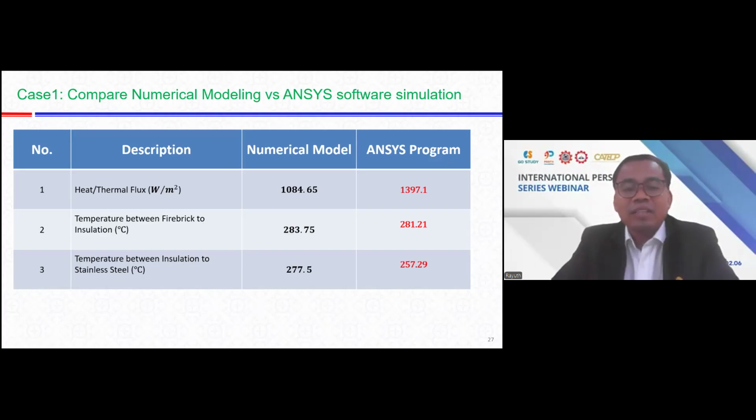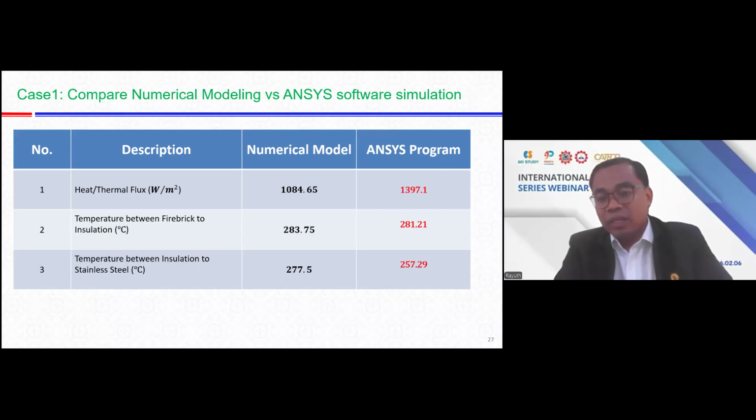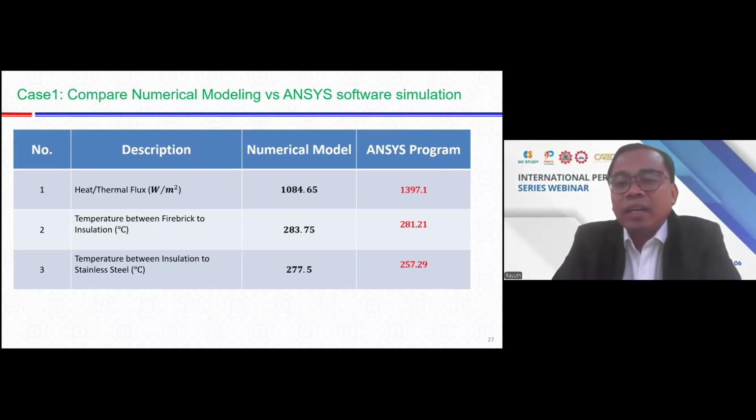For the last part, the temperature between the insulation and the surface, the calculation is 277.5. Using the ANSYS software, it is 257. So the simulation number is quite lower than the calculation.